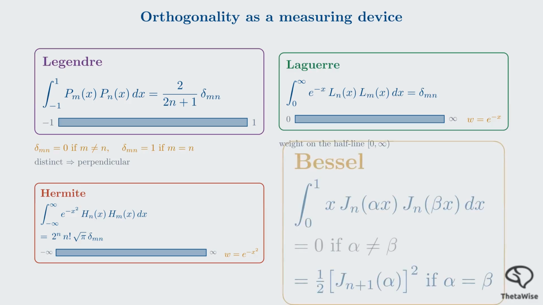The Bessel notes give an orthonormality condition involving the integral from 0 to 1 of x J sub n of alpha x J sub n of beta x dx. Its value is 0 when the parameters are distinct, and when they match, it involves 1/2 times J sub n plus 1 of alpha squared. The big idea is that a weight and an interval define the measuring device.